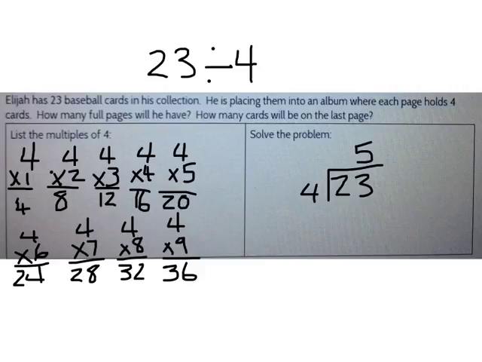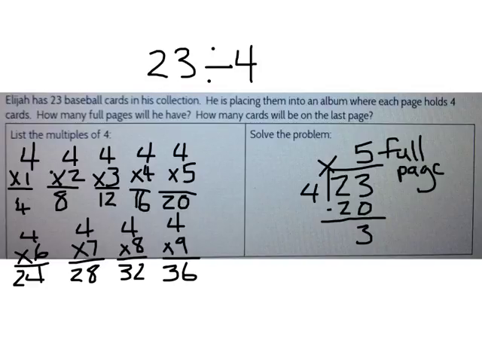Next I would multiply. 5 times 4 is 20. Subtract, and I know I have 3 left over. So there will be 5 full pages, full groups, with 3 on the last page. 5, remainder 3.